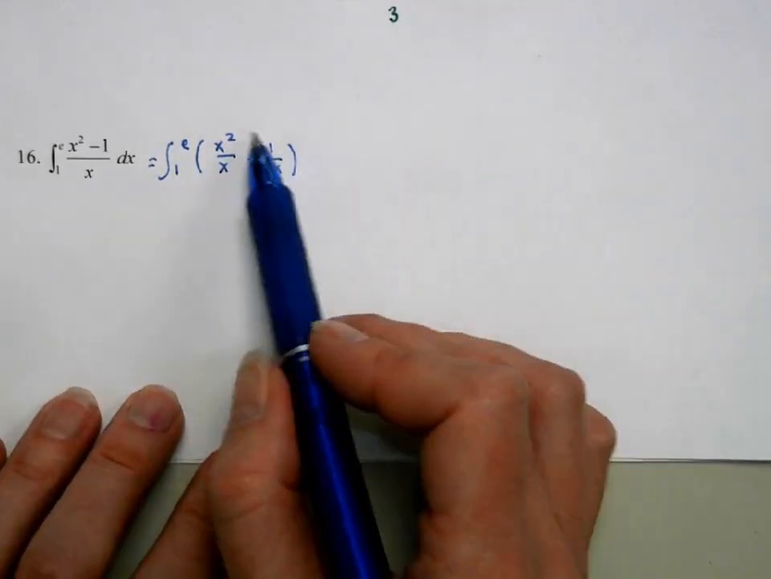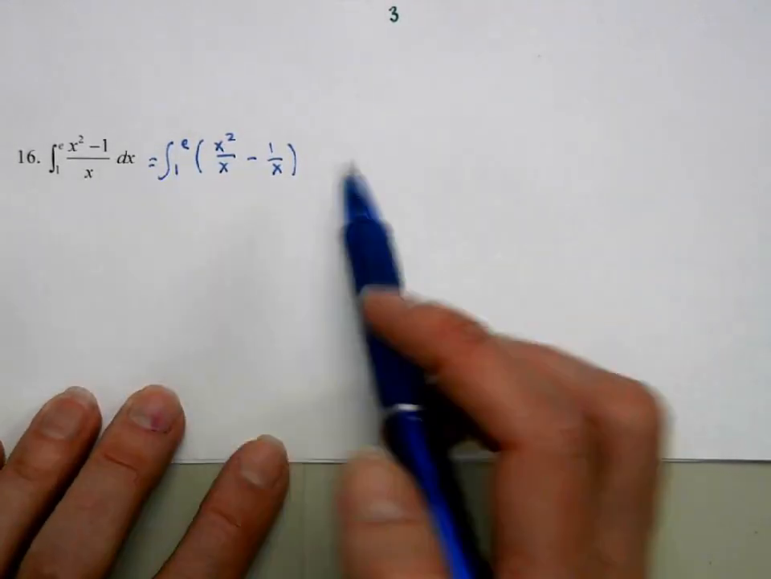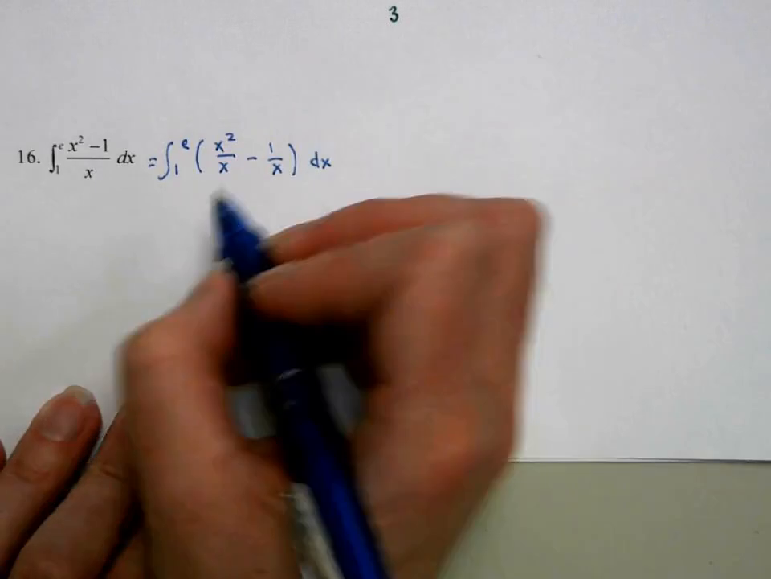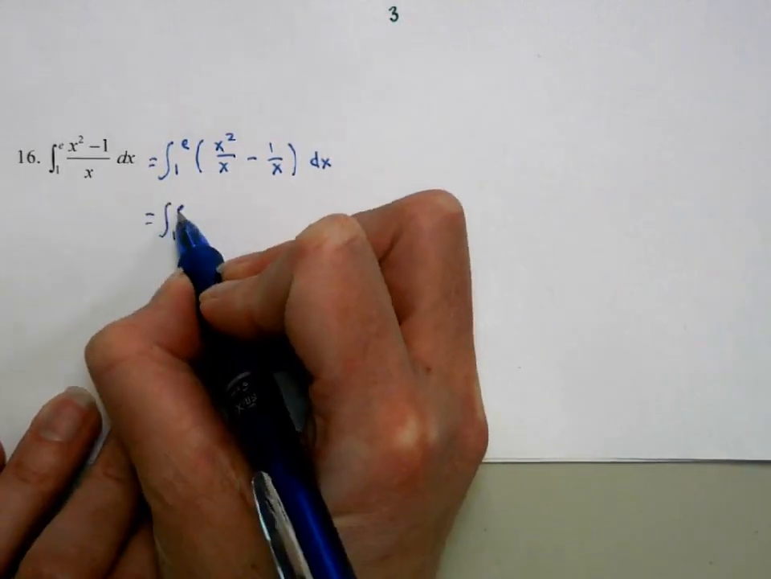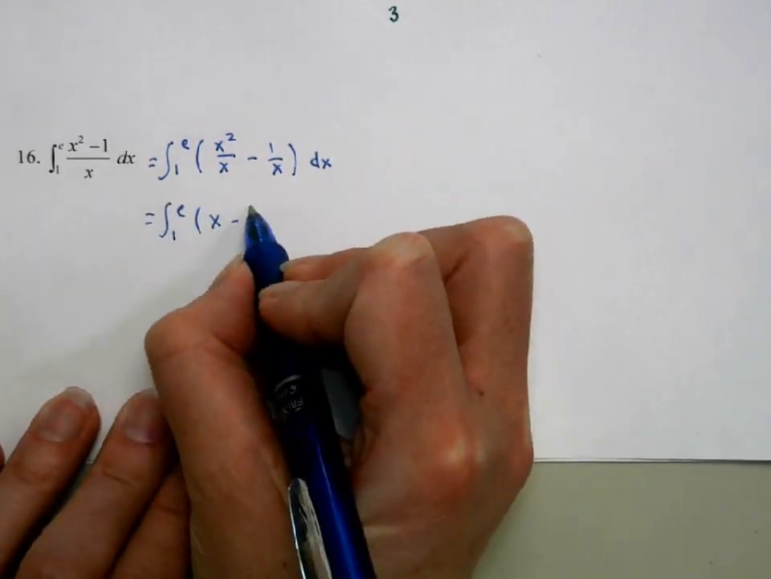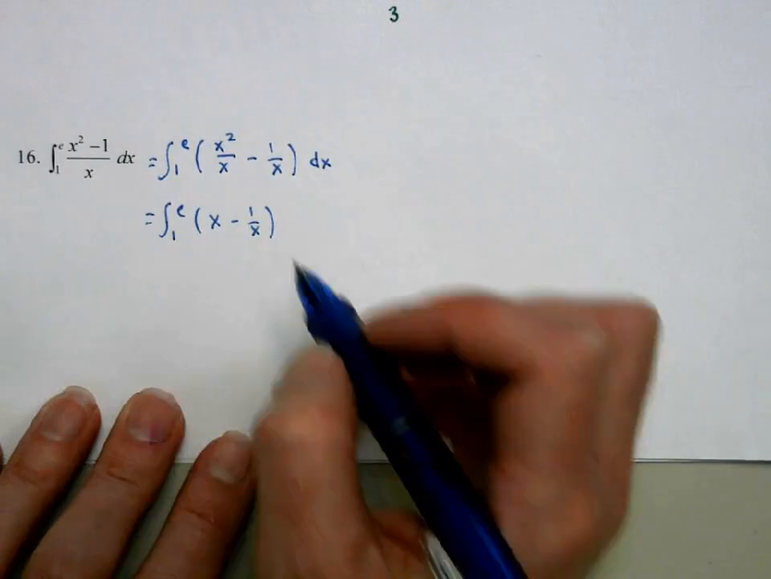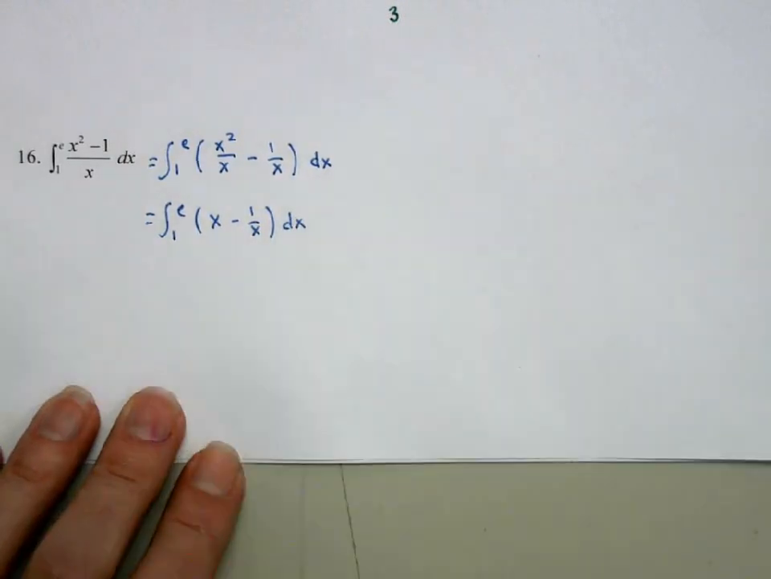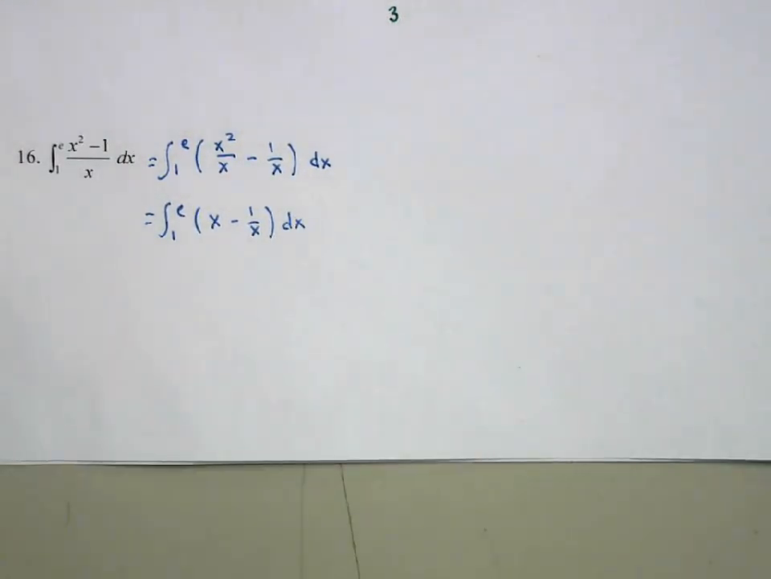But by decomposing it like this, I get an x minus 1 over x. And each of those pieces is easy to integrate. So this is a good thing to recognize. Now, if you did long division, you'll get the same answer either way. It's just not really necessary in this case. So then we're going to integrate.